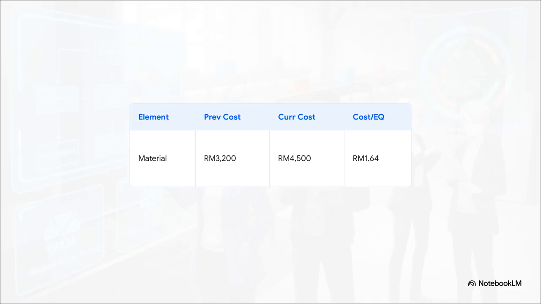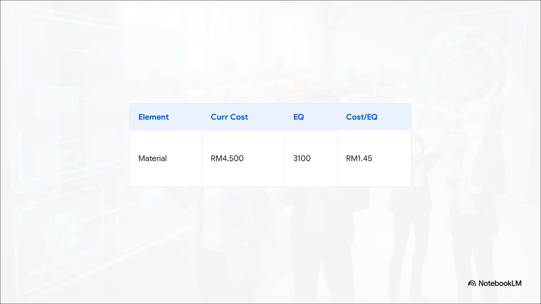For materials, he grabs the previous cost from yesterday's OWIP, let's call it RM 3,200, and he adds it straight to the current cost incurred today, which is RM 4,500. This gives us a total merged cost of RM 7,700. Then he just divides that total by his equivalent units, which was 4,700, to get an average cost of about RM 1.64 per unit. Previous plus current equals total. Really easy to remember.